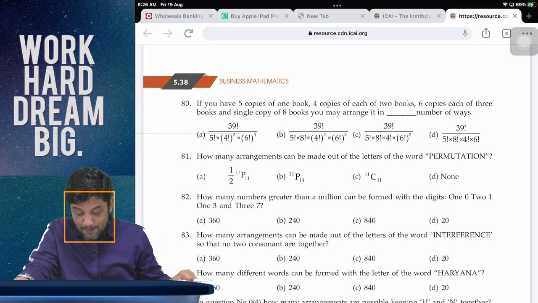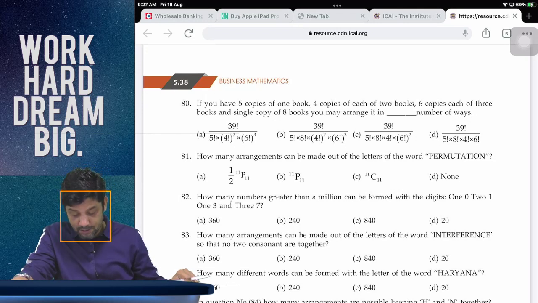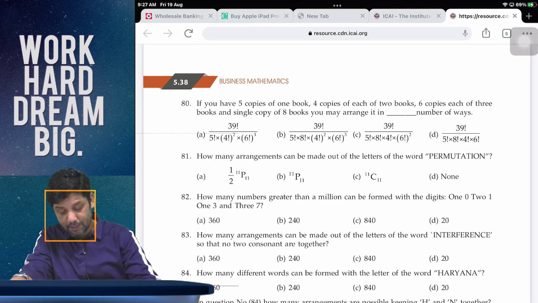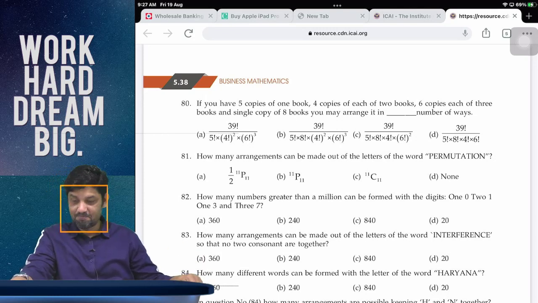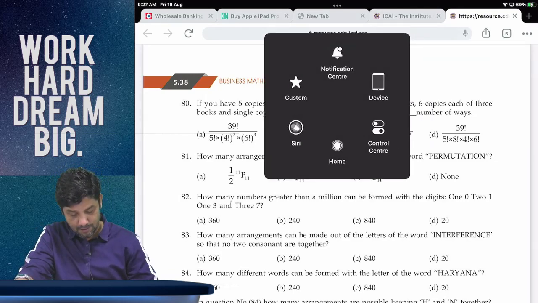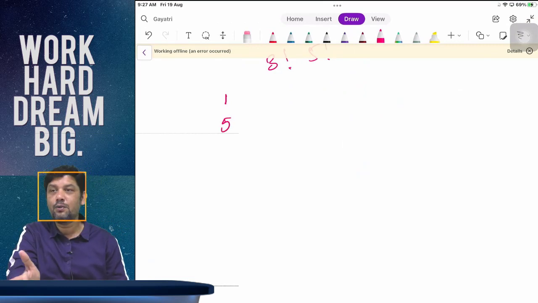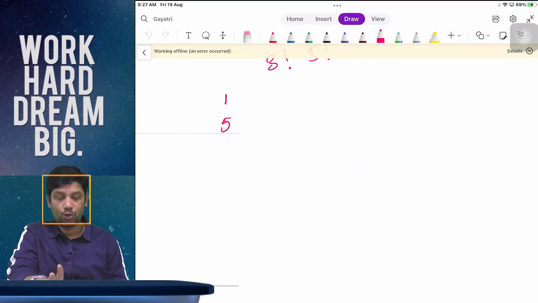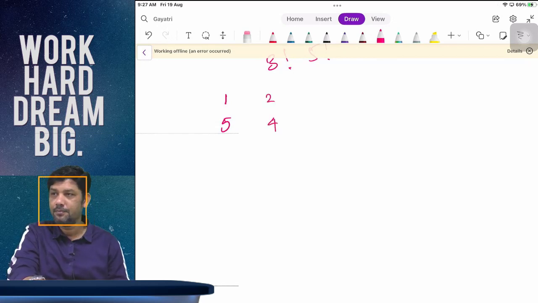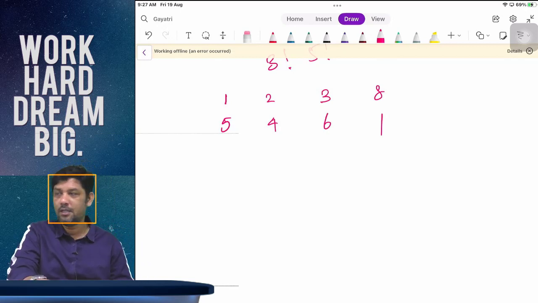Now, sum number 80. If you have 5 copies of one book, 4 copies each of 2 books, 6 copies each of 3 books, and a single copy of 8 books, you may arrange them in how many ways? Look at this, my dear. Option A is correct, but let me explain. First, one book, how many copies? Next, 2 books having 4 copies each. Next, 3 books having 6 copies each. Next, 8 books having 1 copy. Am I right, my dear? So arranged on a shelf, for example.